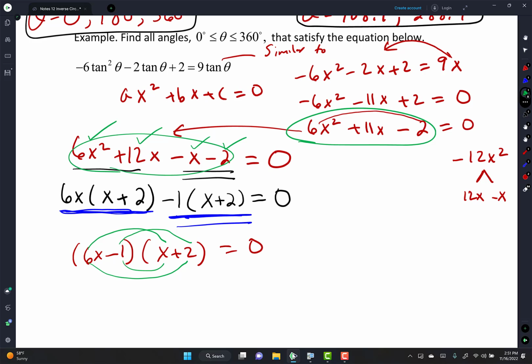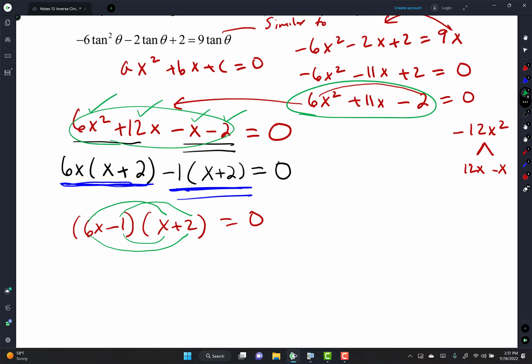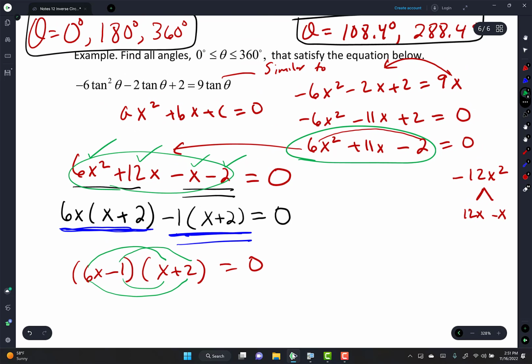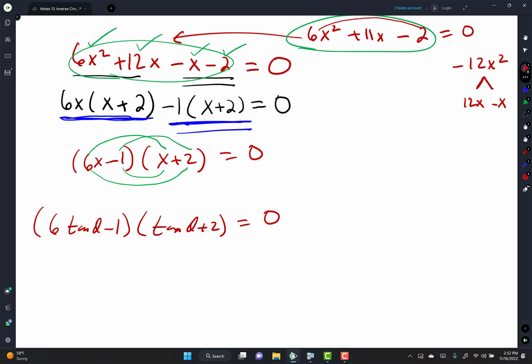Isn't that awesome? Okay. Now you're probably saying, all right, how does this relate to that? Guys, this is a similar problem. The only difference is I'm going to replace the x's with the word tan theta. That's the only difference. So I come back and here's how I write it: parenthesis 6 tan theta minus 1, close it, parenthesis tan theta plus 2, close it, equals 0. And then I solve.